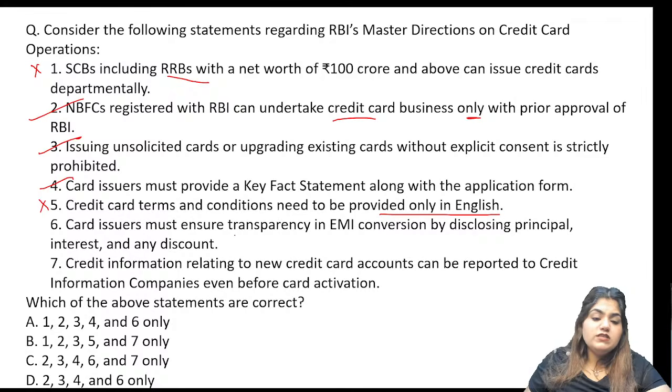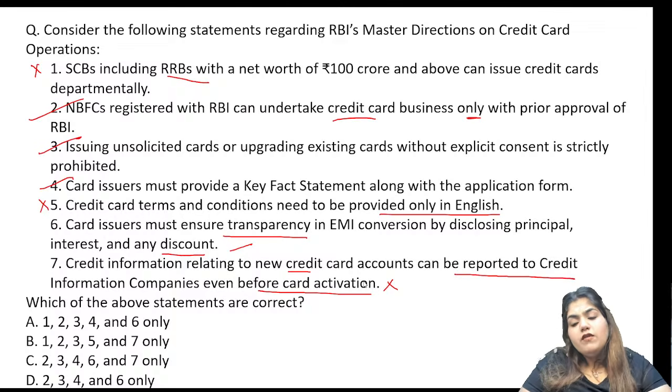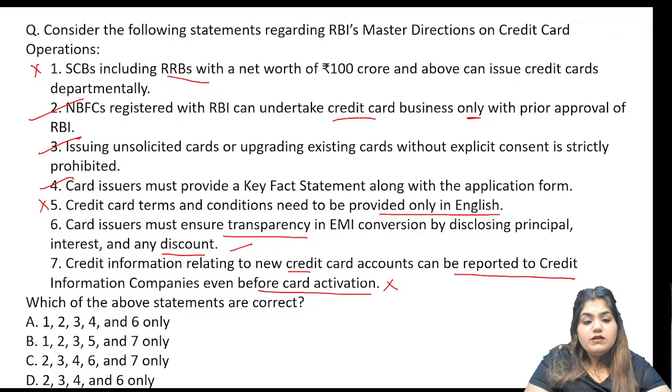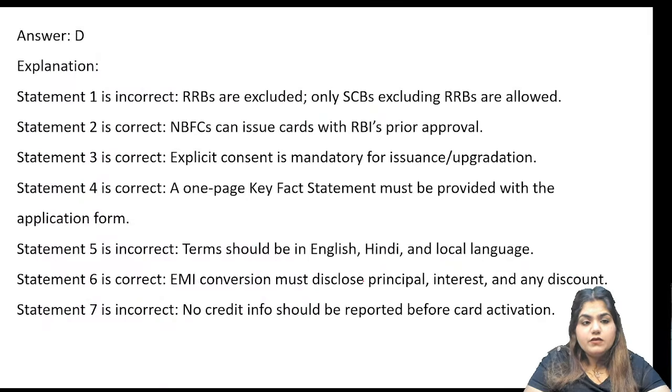Card issuer must ensure transparency in EMI conversion by disclosing principal, interest and any other discount. Yes. Credit information relating to new card accounts can be reported to the credit information company even before card activation. No, not before card activation. After the card is activated, we inform. Statement number 7, 5 and 1 are incorrect. That will give us D as the correct answer. Next question.